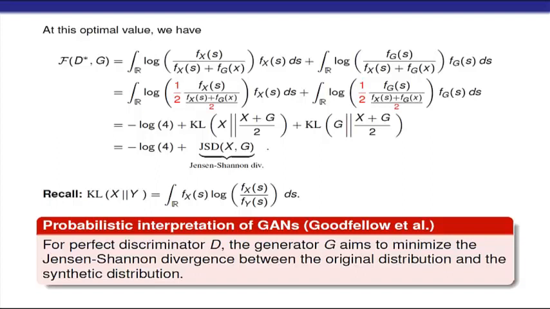I recall that the Jensen-Shannon divergence is nothing but a distance in the set of distributions. It can be written in terms of the Kullback-Leibler divergence, but at the end of the day, this is a distance between two random variables, and G aims to minimize it. So this analytic game has a probabilistic interpretation, and this is the interpretation that Goodfellow provides in the paper.